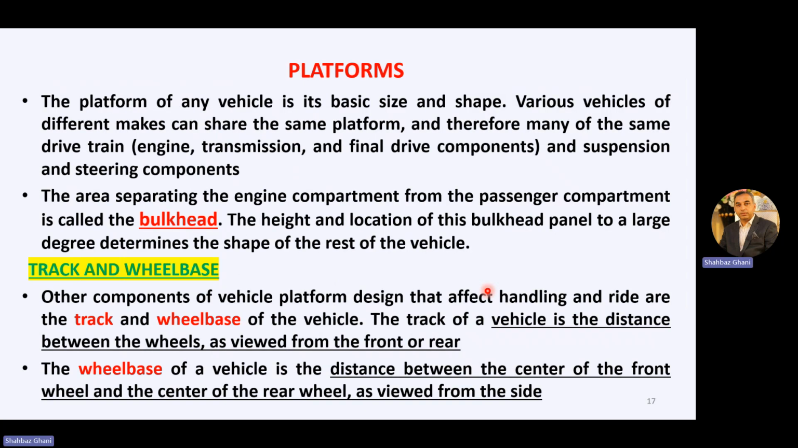Now, the platform. The platform of any vehicle is its basic size and shape. Basically, the platform defines the structure or the shape of the vehicle. Various vehicles of different make can share the same platform, and therefore many of the same drivetrain, engine, transmission, final drive components, and suspension and steering components.